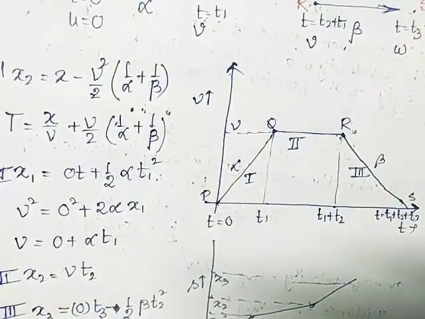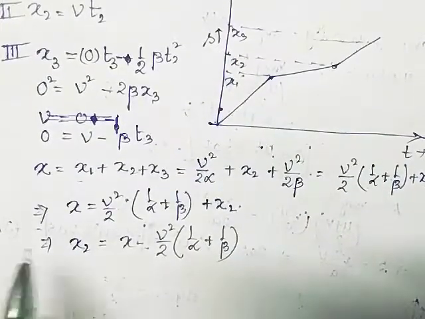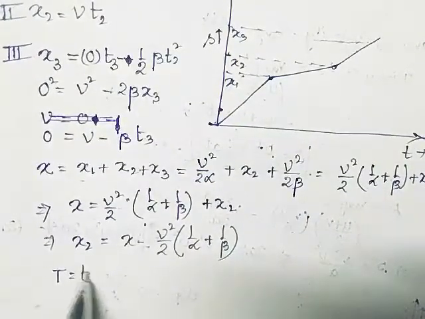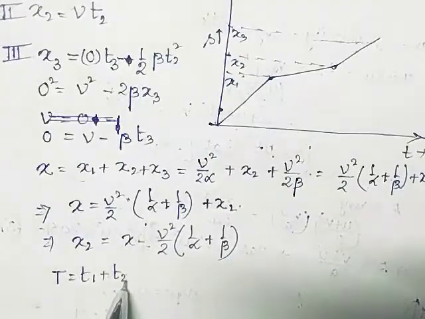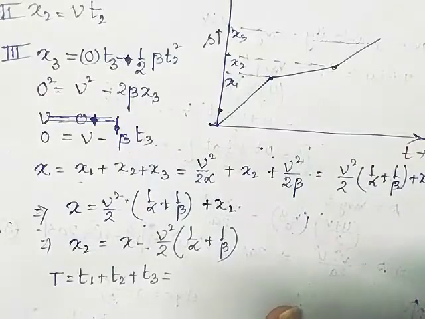Now I am going for the total time, capital T. Just see, capital T is a sum of 3 times. It is a sum of 3 times. And from here we can get this time.